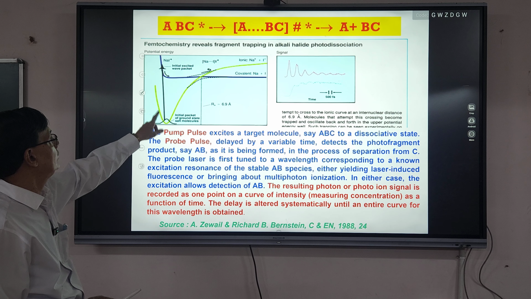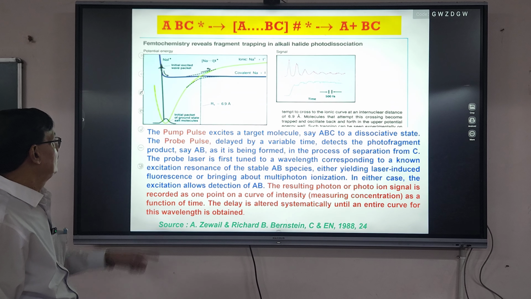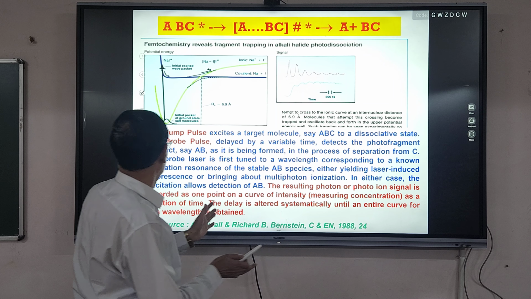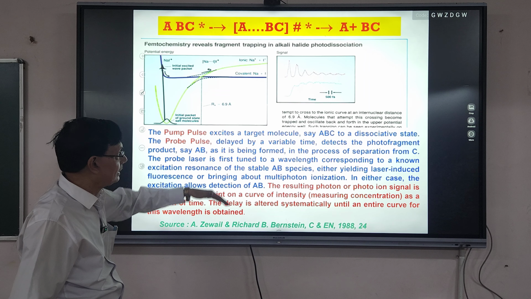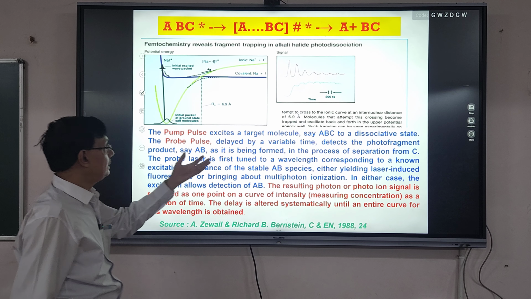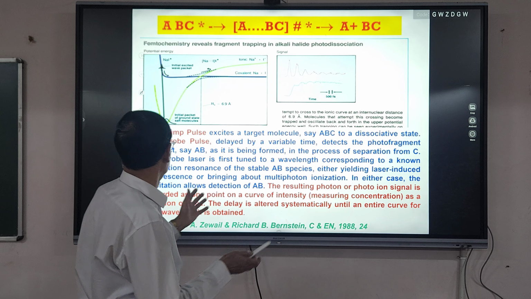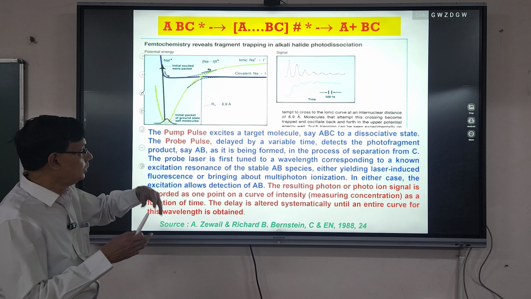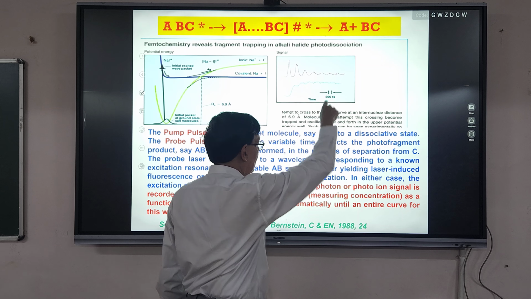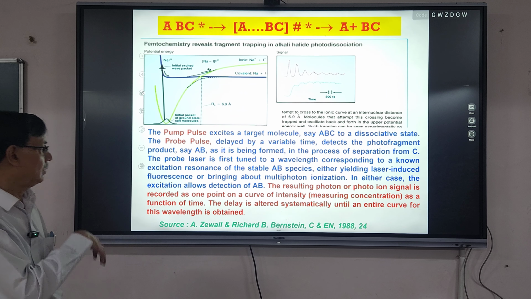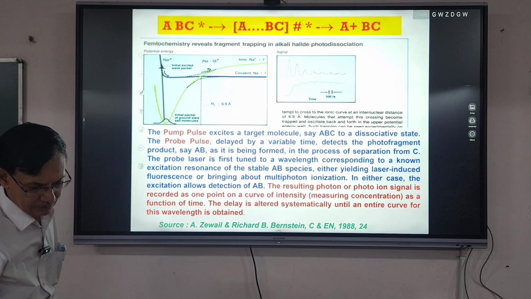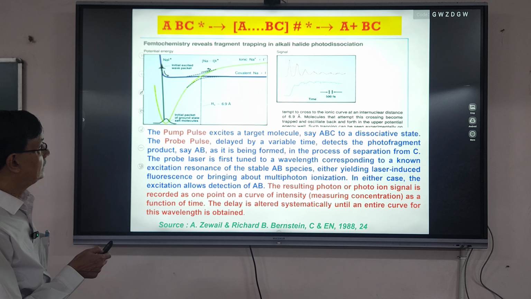Again, the same thing, you see how the pump excites the target molecule into a dissociative state. The probe pulse, delayed by a variable time, interrogates the photofragment product being formed in the process of separation from C. The probe laser is first tuned to a wavelength, and the resulting photon or photoion signal is recorded at one point, giving intensity with respect to time. So by that method, you can determine these things.